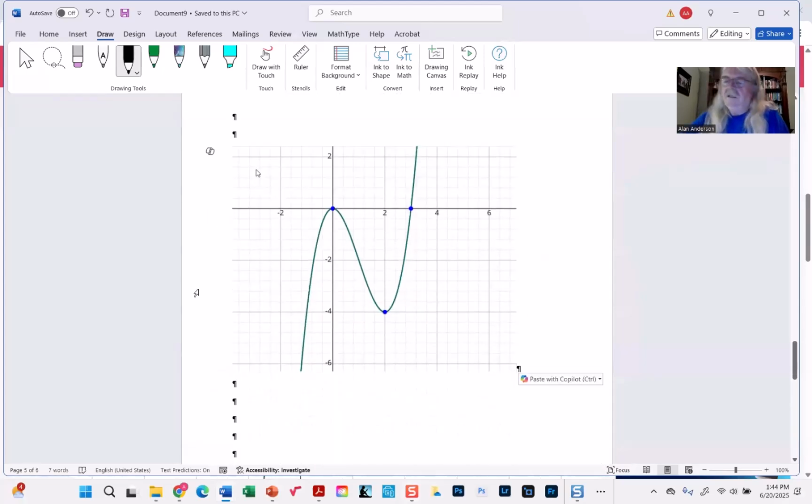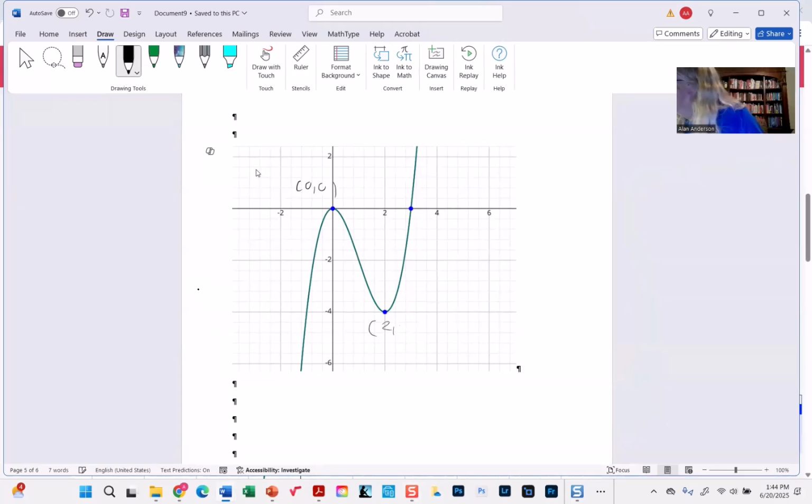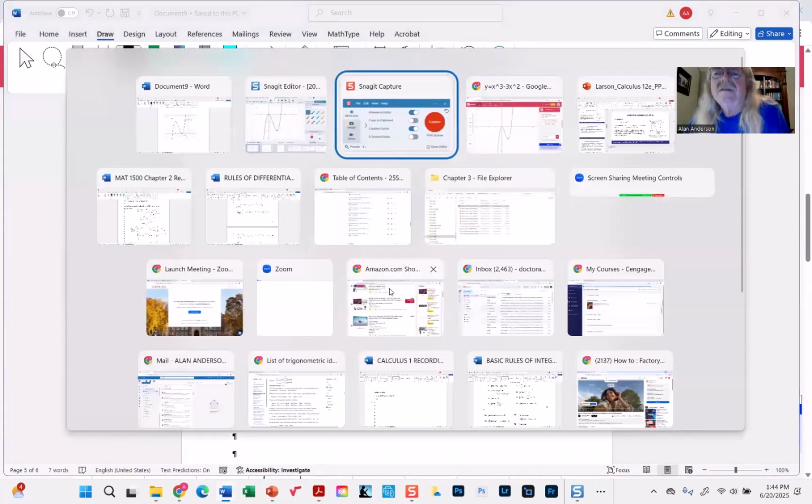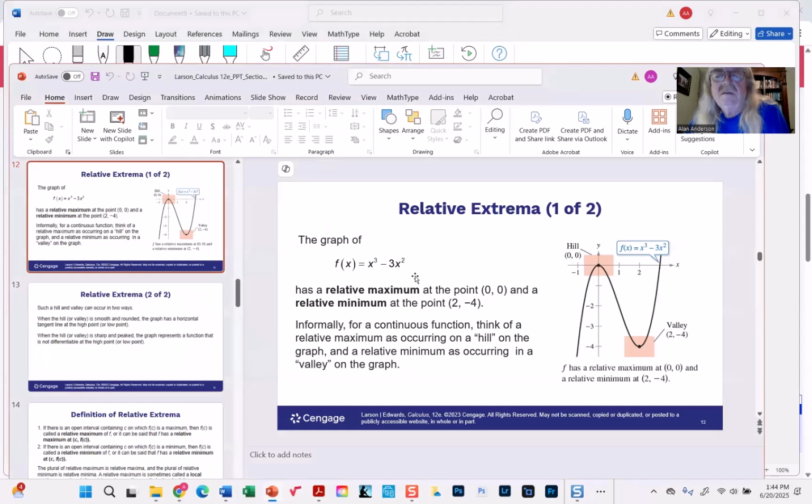All right, so we'll label these points. Now, the interval they're interested in is, oh, well, they didn't specify. I guess they're interested in the entire function itself. In other words, over the entire domain from negative to positive infinity.